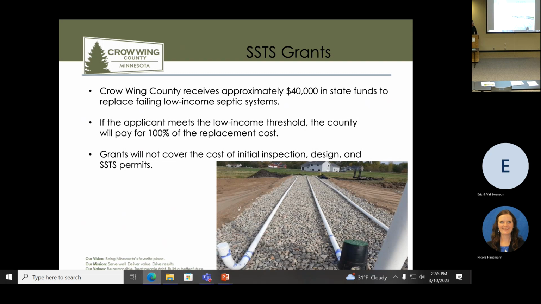Okay, real quick, we'll go over septic grants. Crow Wing County gets state funds to replace failing low-income household septic systems. We'll pay for 100% of the system. So I'm just asking you to carry this information on to your clients. If you notice someone's got a failing system and you think they may qualify for low-income standards, please push this on them. I'm trying to get rid of this money.